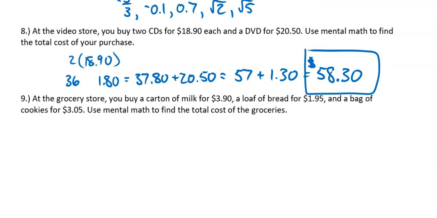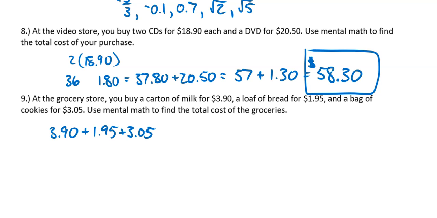Same thing here. At the grocery store, you buy a carton of milk for $3.90, a loaf of bread for $1.95, and a bag of cookies for $3.05. Use mental math to figure out the cost here. And so as we're looking at this, there are two things that we want to do. One, we'll still break it down into pieces like we did before. But two, we want to use some of the properties to make this easier.